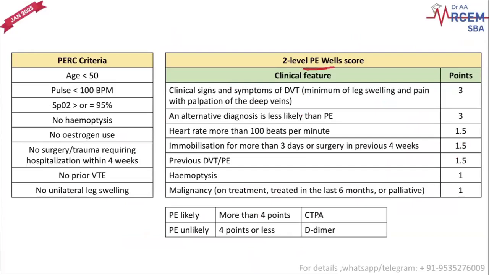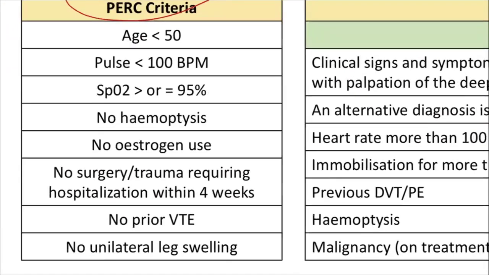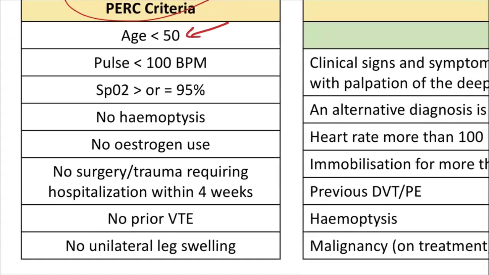Do I need to do a two-level Wells score? No, not actually required. You can do a PERC score. PERC stands for PE Rule-out Criteria. Here the patient should be young, that is less than 50 years. There shouldn't be any tachycardia, there shouldn't be any hypoxia, and no hemoptysis, that is blood in the cough.